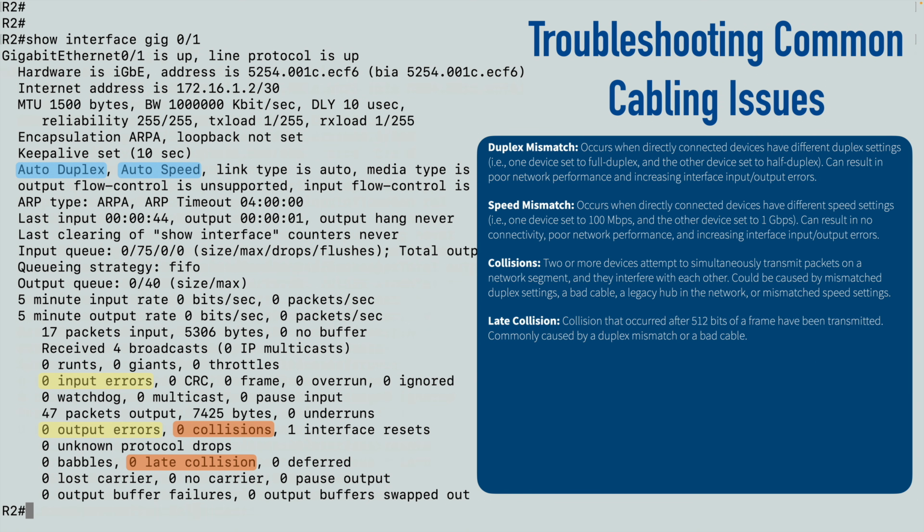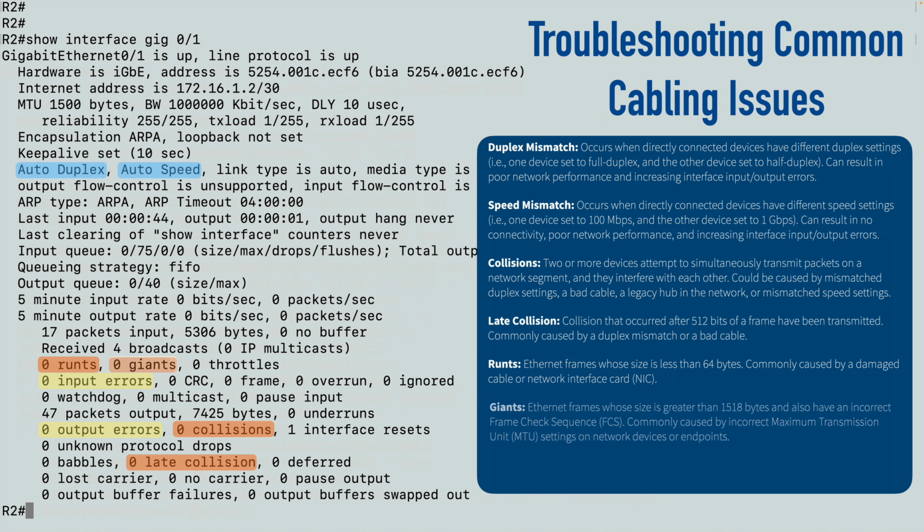Another error I want you to know about is a runt. And a runt is an Ethernet frame that is too small. In other words, it is less than 64 bytes. And by the way, that 64 bytes does include the 18 bytes of Ethernet header overhead. And oftentimes we see these runts due to a damaged network cable, or maybe we have a faulty or damaged network interface card.